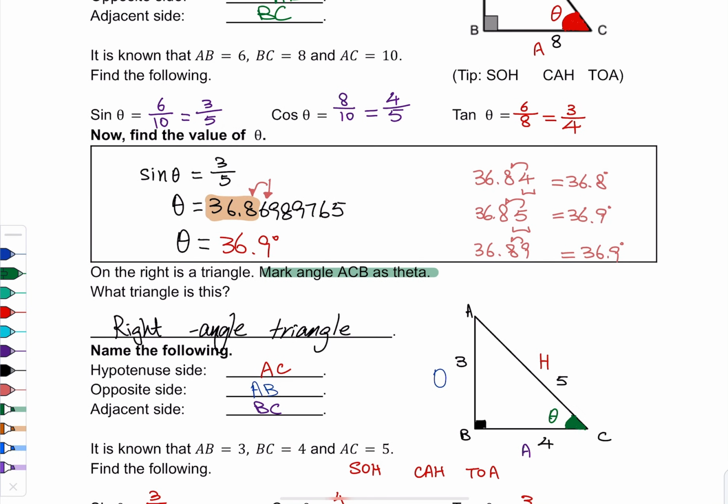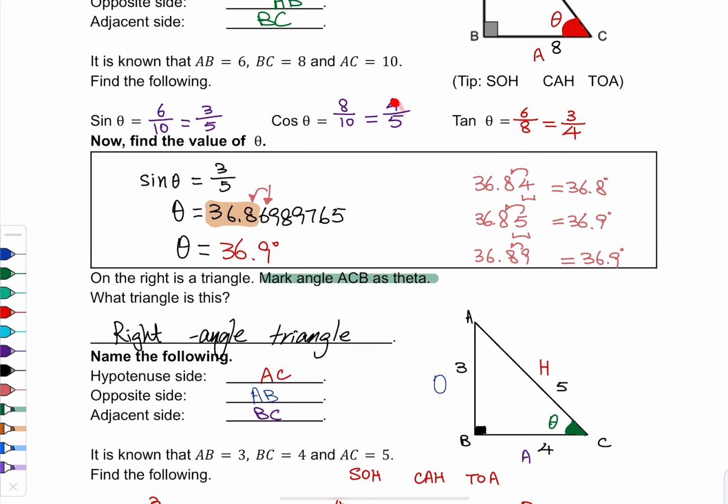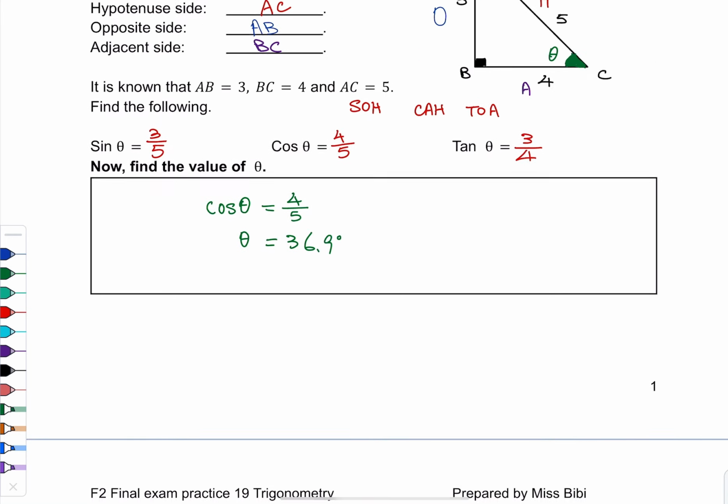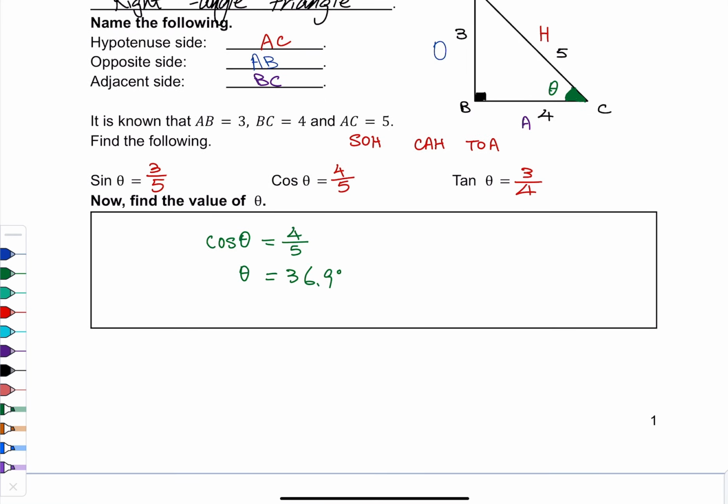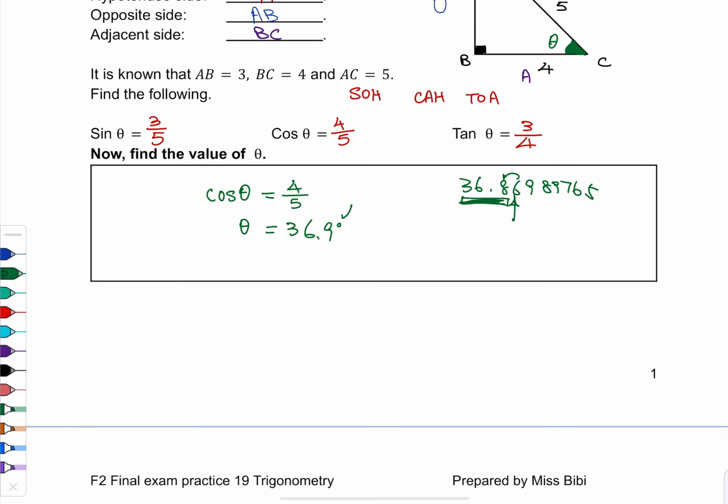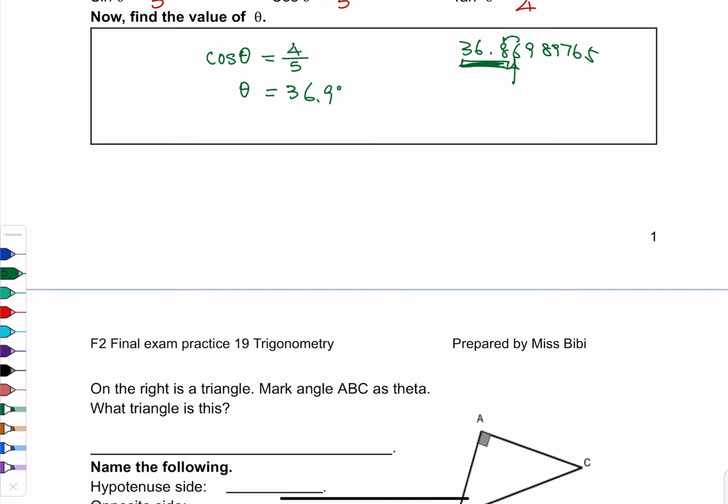Because remember, after simplifying that, we also got 4/5. It will always be the same angle no matter which one you use, okay? That is 36.9 as well. In your calculator, you got 36.86989765. But we just need the first 3 digits and the next number is big, so that's why we will round off to the previous one. And don't forget the degree sign because you're finding the angle.